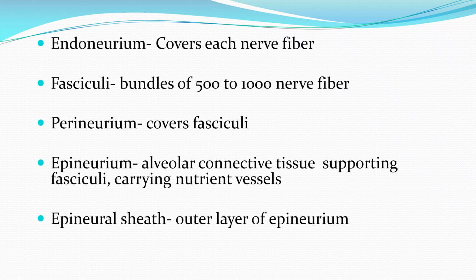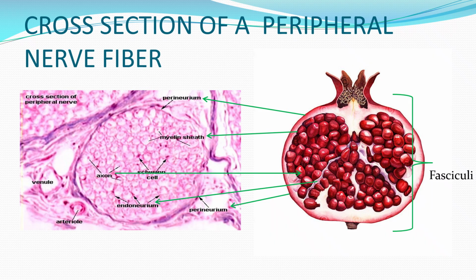The entire structure of all these will be covered by an epineurial sheath, which is the outer layer of the epineurium. So for better understanding, the entire cross section of the peripheral nerve can be compared to a pomegranate fruit. The individual lobulated part of your fruit is considered to be your neuron, which is covered by a layer of endoneurium, as you can see in the histological slide. Put together, the entire group of individual lobules is called the fasciculus.